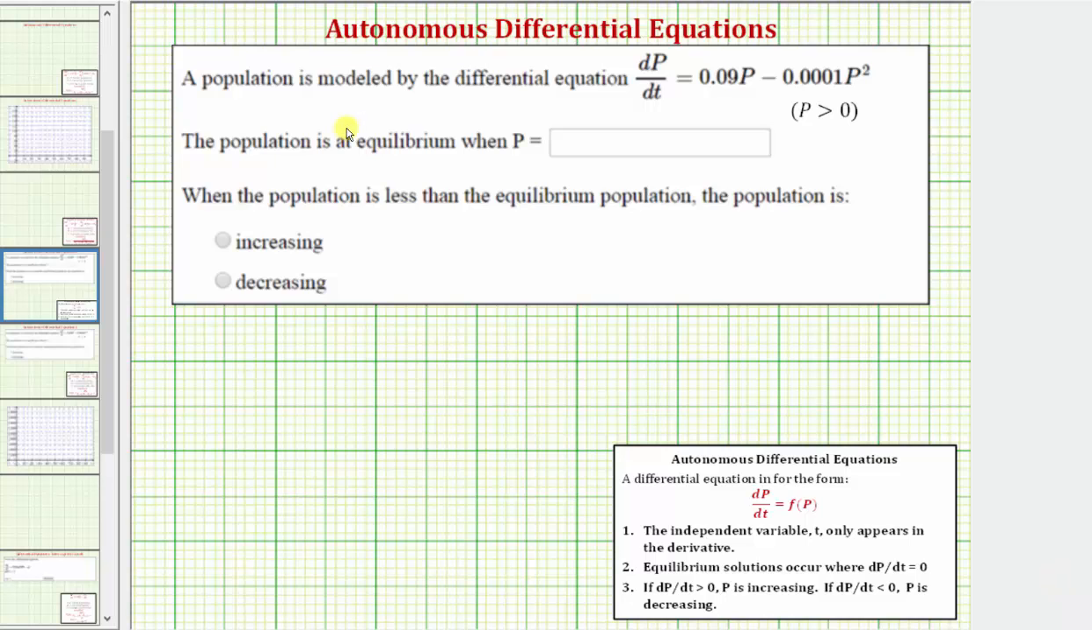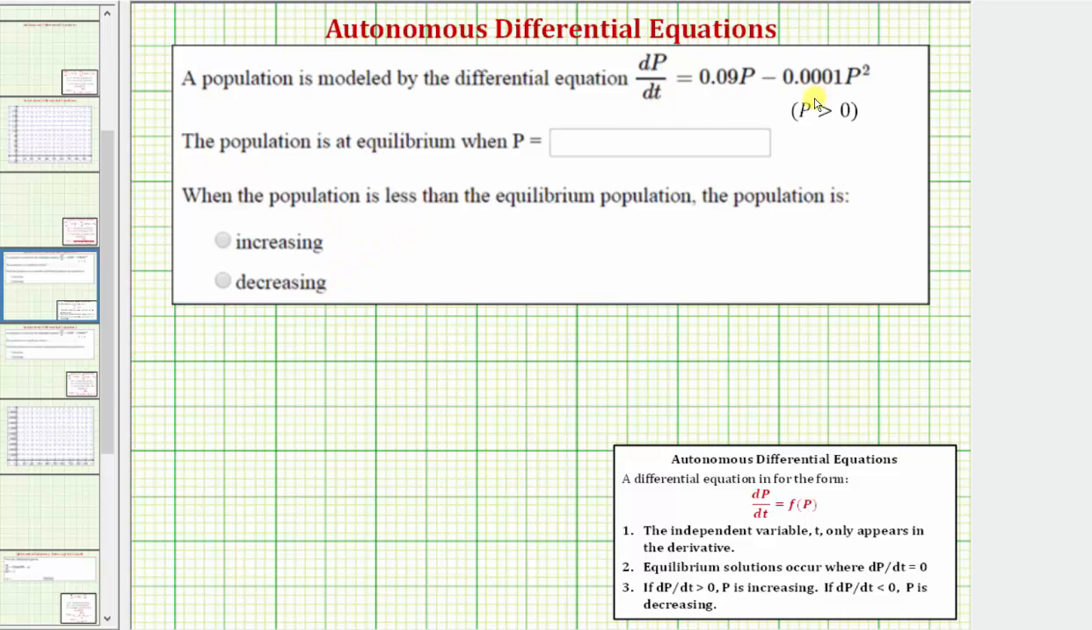A population is modeled by the differential equation dp/dt equals 0.09p minus 0.0001p squared, and because this is a population model, we can assume p is greater than 0. We're asked to determine the value of p where the population is at equilibrium, and also when the population is less than the equilibrium population, whether the population is increasing or decreasing.